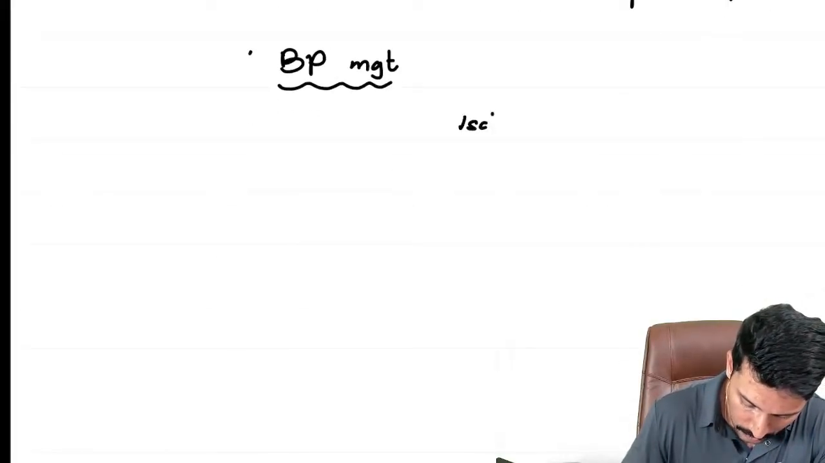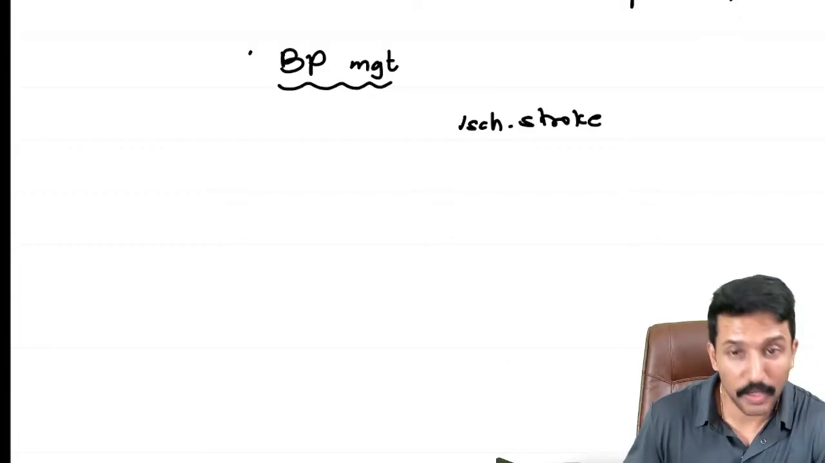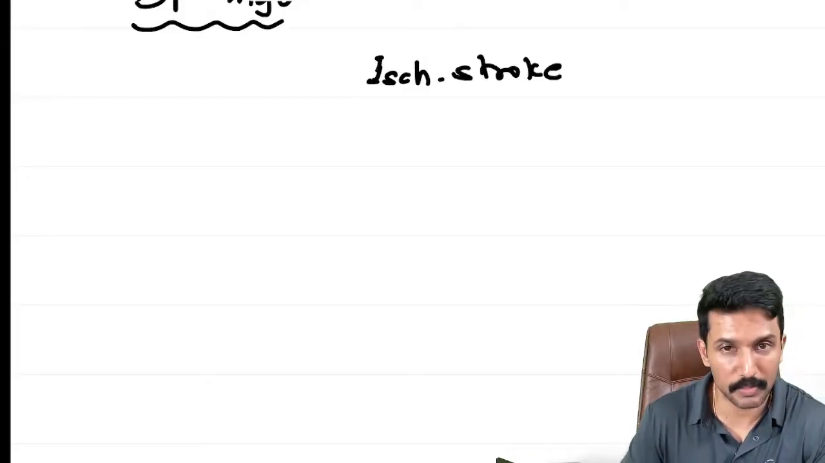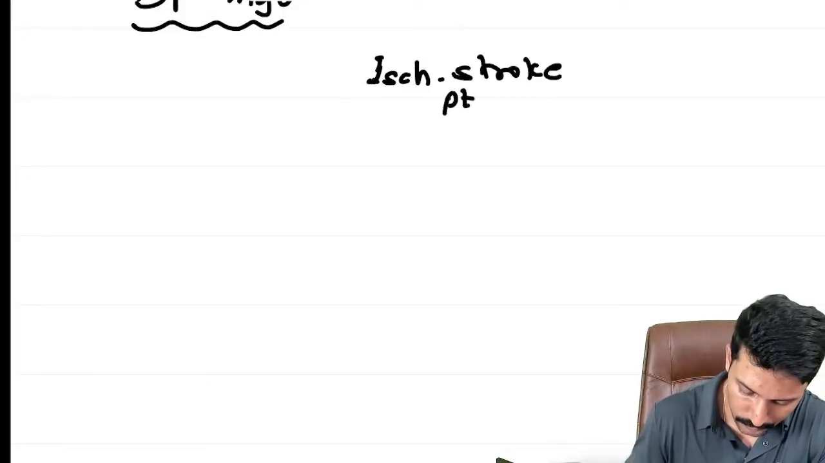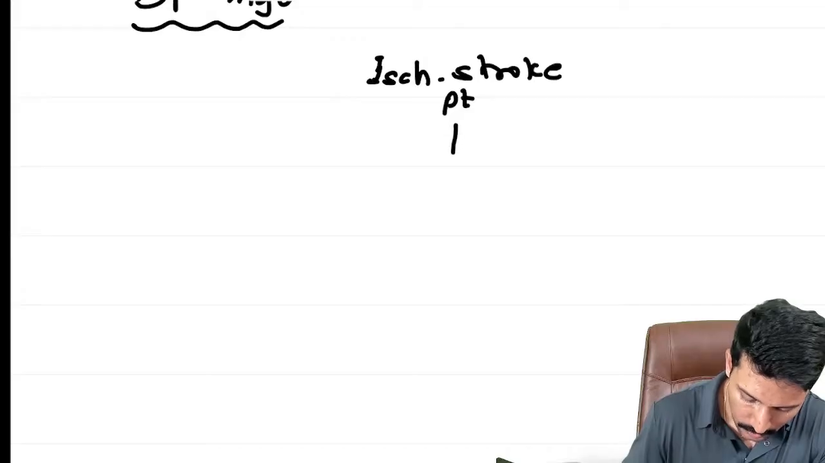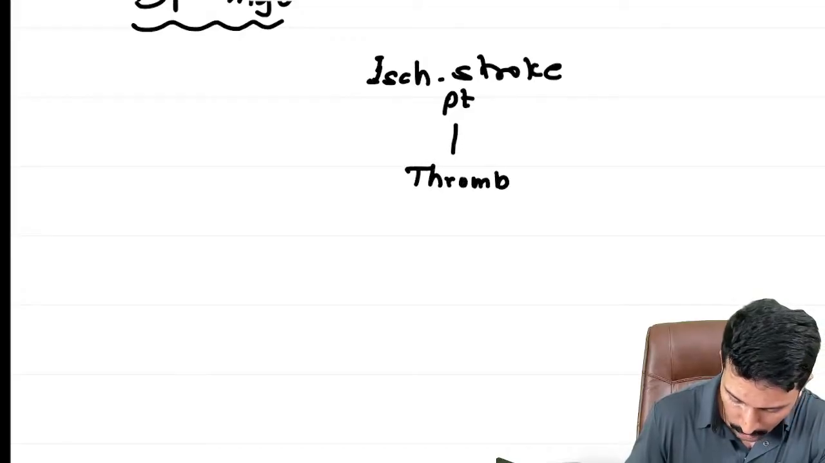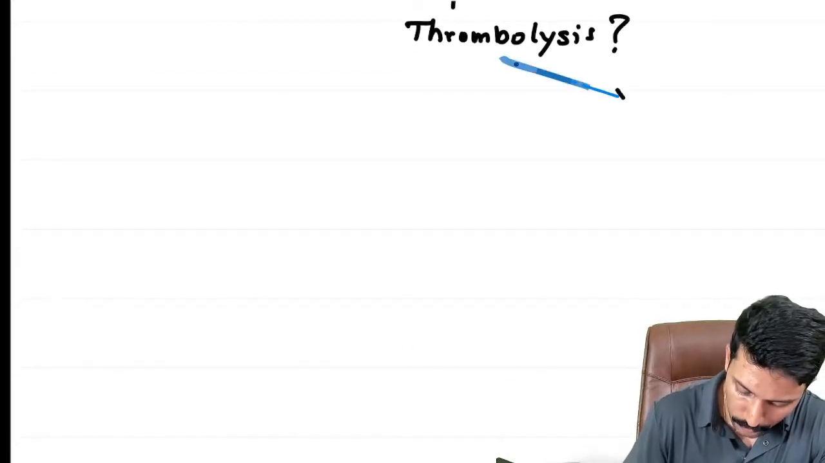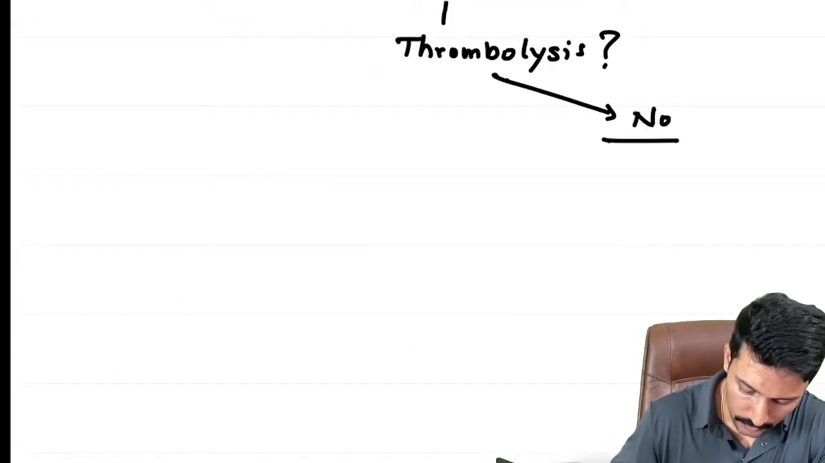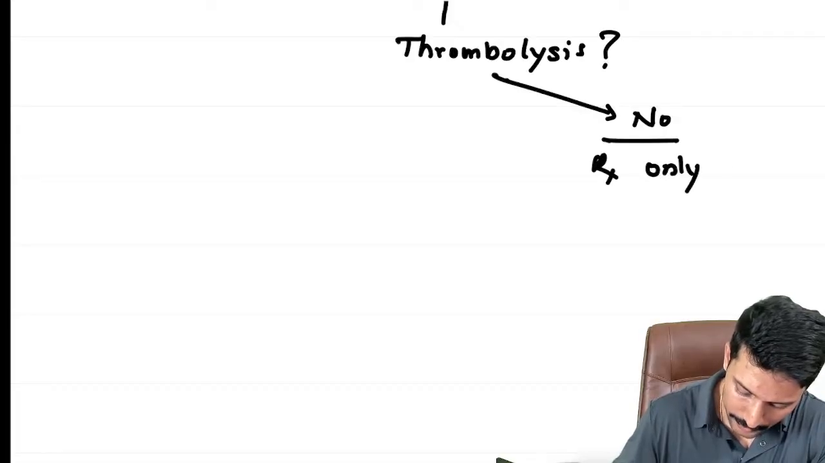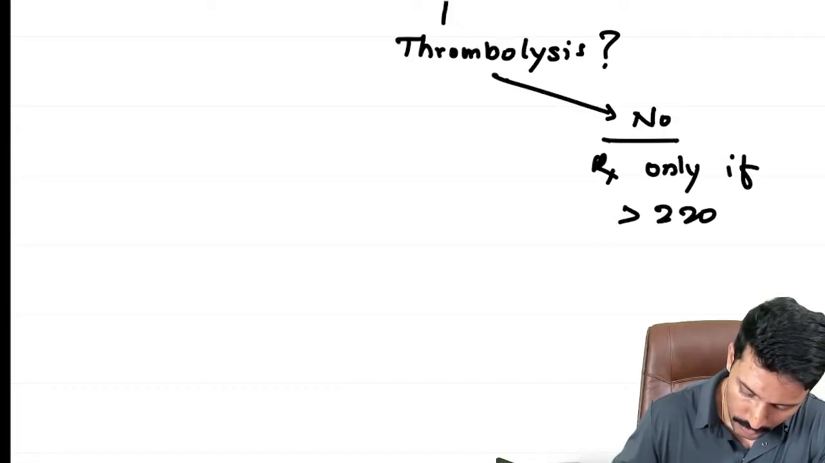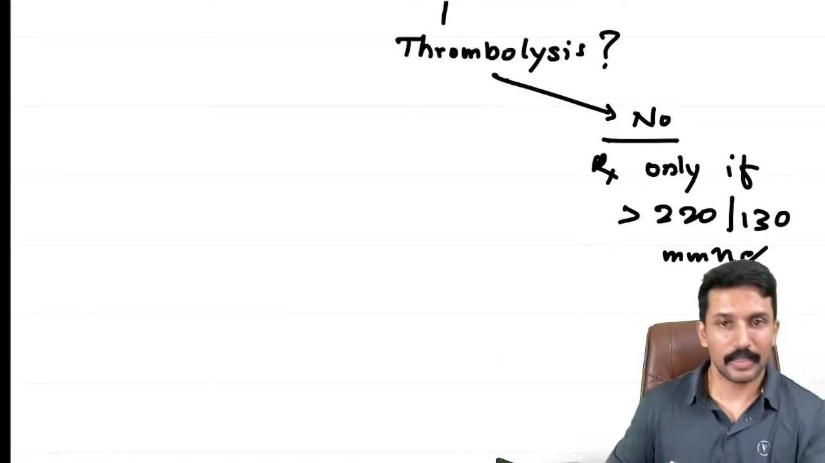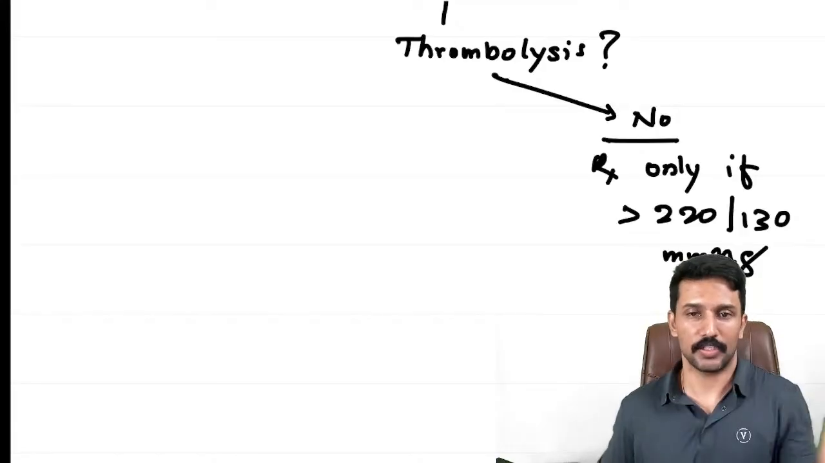If it is an ischemic stroke patient, right? This does not apply to hemorrhagic stroke. Whatever your surgery teachers tell you about hemorrhagic stroke, follow that. It applies only to ischemic stroke. If it is an ischemic stroke patient, the first thing you should see is, are you going for thrombolysis or not? If you are not going for thrombolysis, then treat only if more than 220 by 130 millimeters of mercury. Till that time, this BP is saving the penumbra, don't touch it.